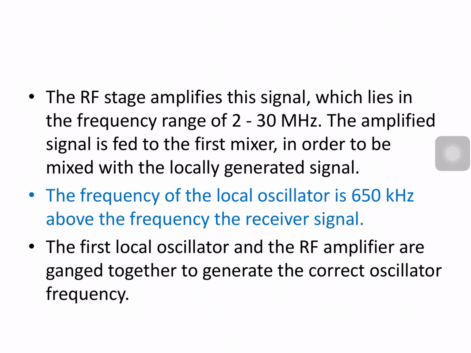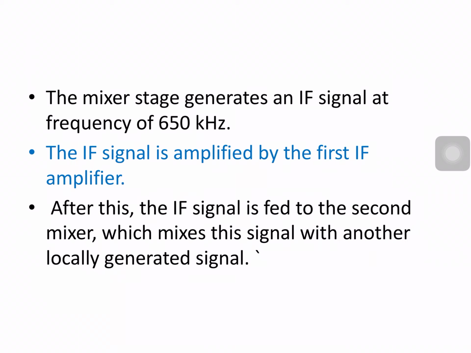The RF stage amplifiers, the first stage and second stage, amplify the signal which lies in the frequency range of 2 to 30 megahertz. The amplified signal is then fed to the first mixer in order to be mixed with the locally generated signal. The frequency of the local oscillator is 650 kilohertz above the frequency of the received signal. Now the first local oscillator and the RF amplifier are ganged together to generate the correct oscillator frequency.